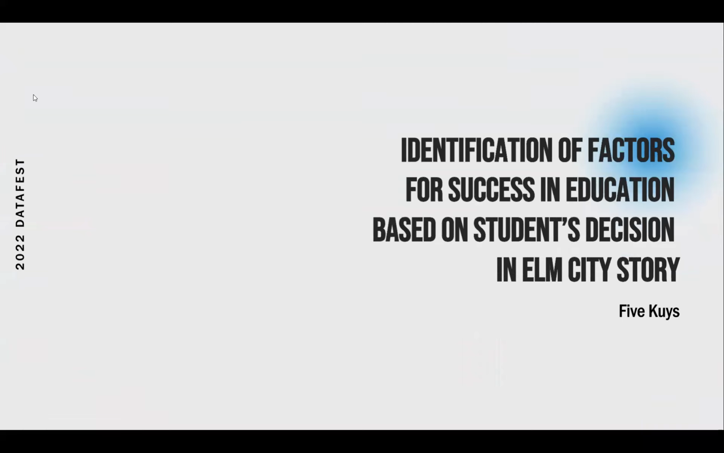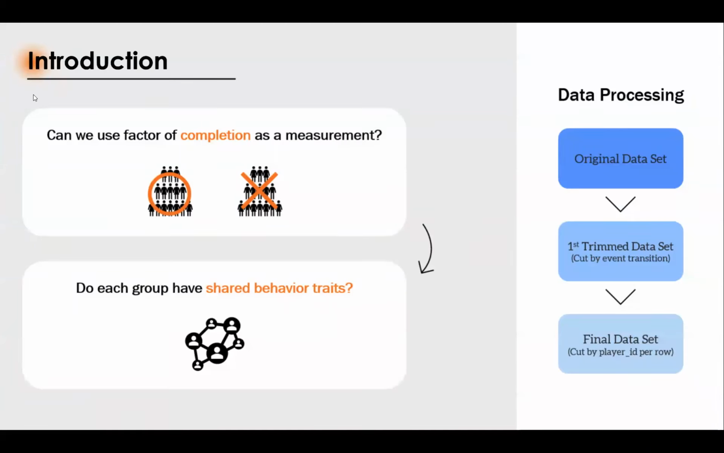Our goal is to identify the factors for success in education based on students' decisions in Elm City Story. While 166 students played the game, they encountered numerous simulations where they had to make decisions. If they complete missions in a stack, then they are able to move on to the next challenge. We have found a unique correlation between the game achievement and the students' behavior patterns.